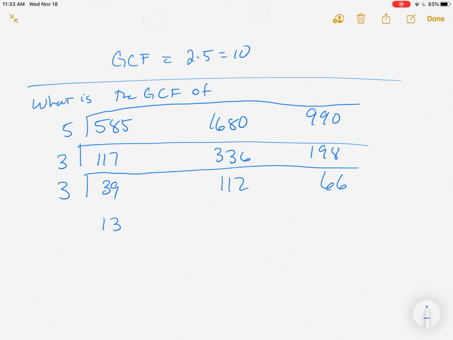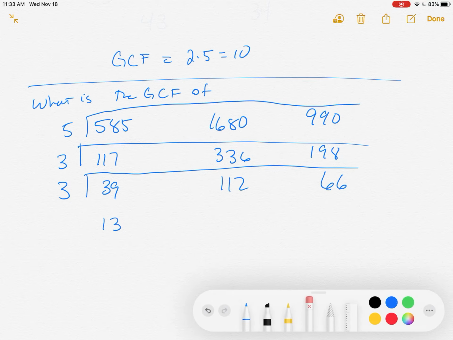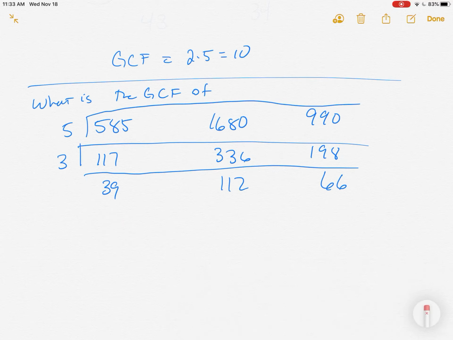112 divided by 3 is... 112 isn't divisible by 3. And 66, so I thought it was going to be. 39 is just 3 times 13. That's not working. And so we are done actually right here. There's nothing that divides those 3 numbers.